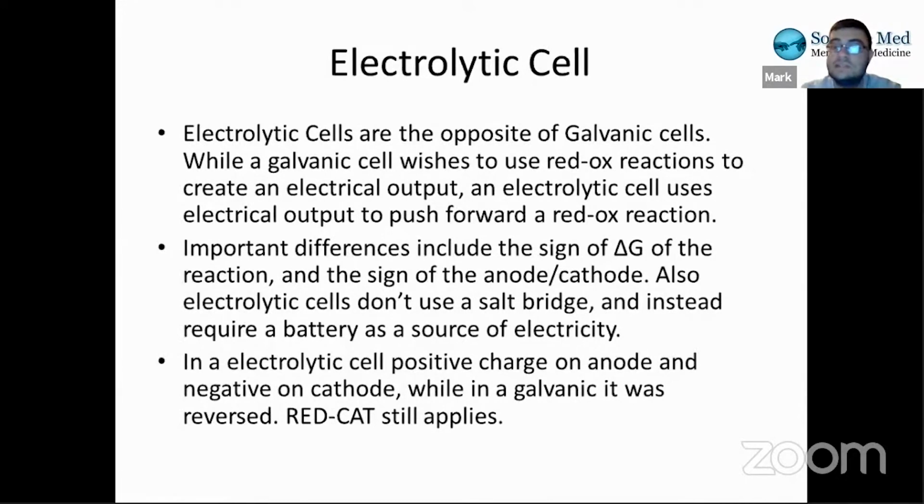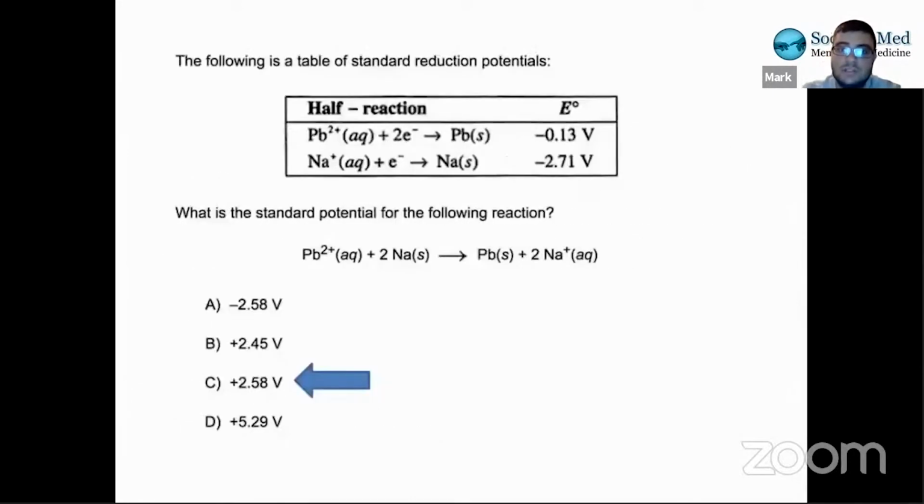One important difference is the sign of delta G of the reaction. For example, all the reactions we've been talking about for galvanic cells have a negative delta G, meaning they happen spontaneously, on their own. And because they happen spontaneously, they produce electricity, right? Whereas in an electrolytic cell, the reactions have a positive delta G, meaning that they won't naturally happen.